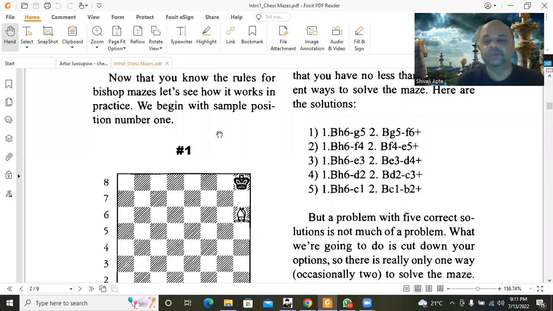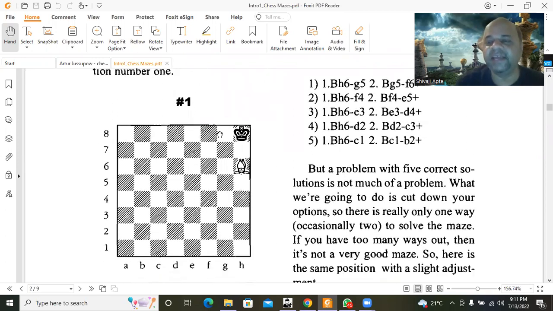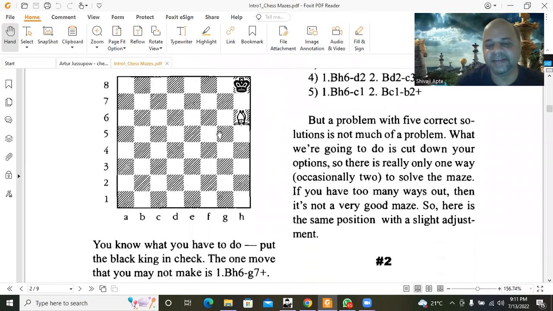But this is just to let you know how the rules work. Bishop to g7, obviously you cannot do. Everything else you can do. In this particular problem, there are 5 solutions. But typically when I give you the problems, it will have only one solution. Okay. Understood so far? Yes, sir. Great. Now we will see more.